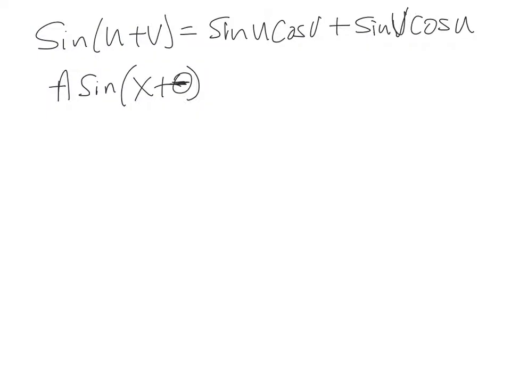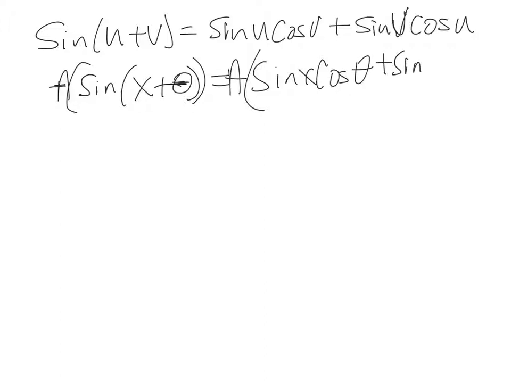So I'm going to apply that angle addition formula to the right-hand side of this expression. Because this is just a times that mess, I'm just going to treat it like a distributive property. I'm going to say sine of x cosine of theta plus the sine of theta times the cosine of x.